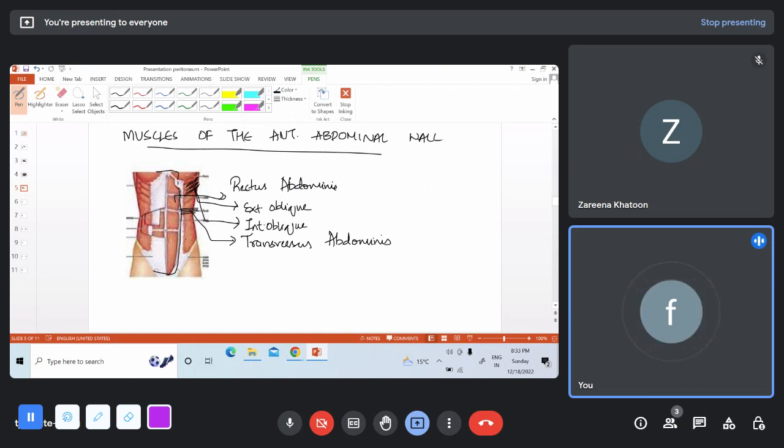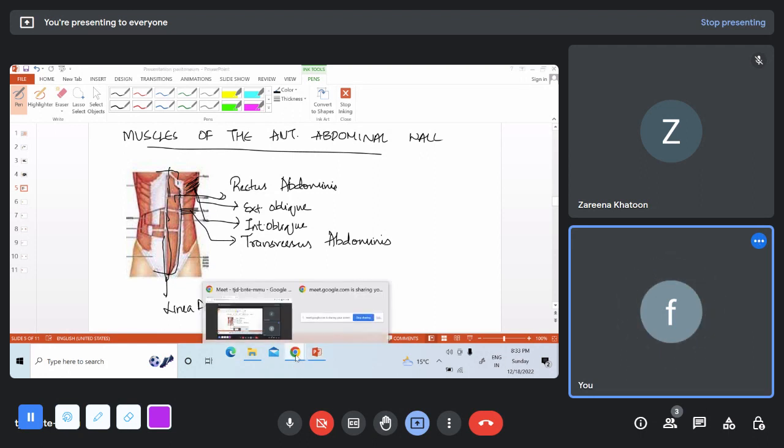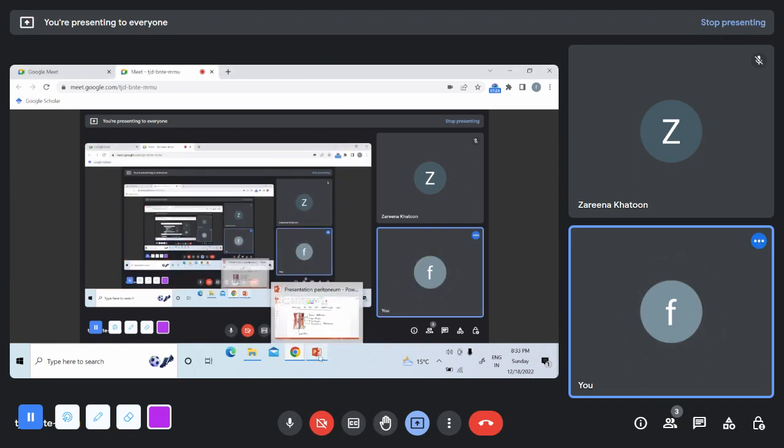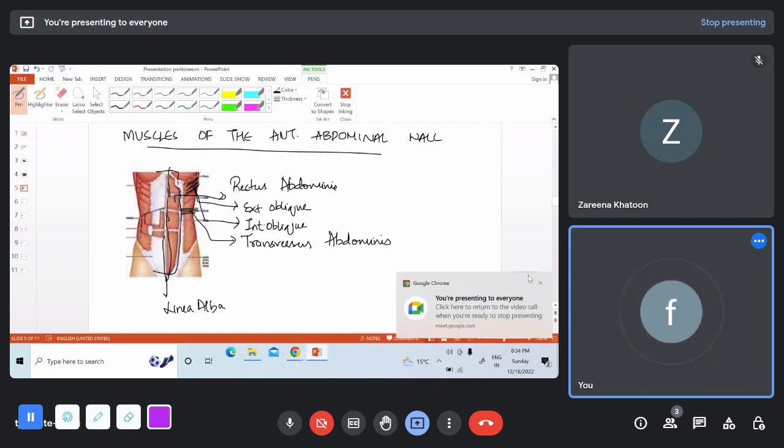Now, all these muscles decussate in the middle, forming a median band here, this white colored band. This is called linea alba. Why do we call this linea alba? Because linea means line and alba means white.